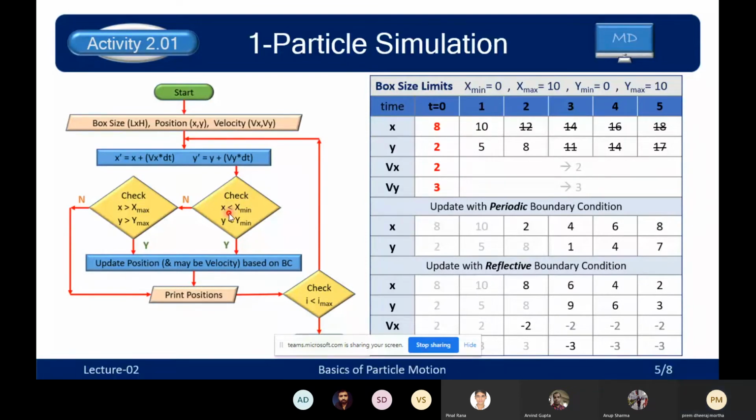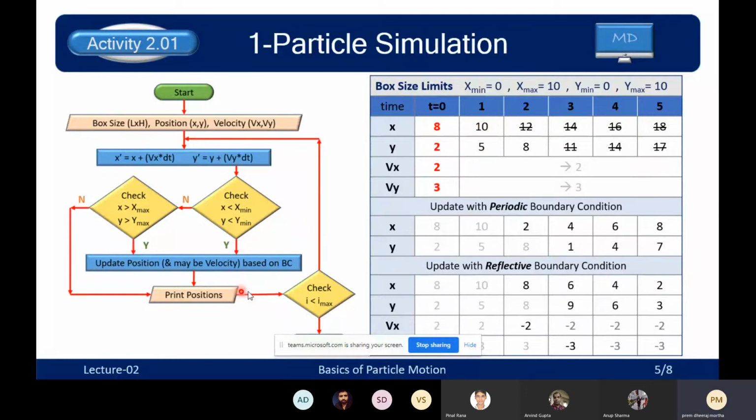So this is no, and I'll check whether the particle has more length in x when compared to the box length, or more height in y when compared to the box height. Even in this case, it is not crossing the boundary. So I can simply ignore this as well and print the position. Whatever positions I got at t equal to 1 are safe for my particle and system, and I carry it forward.